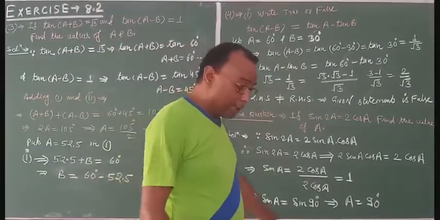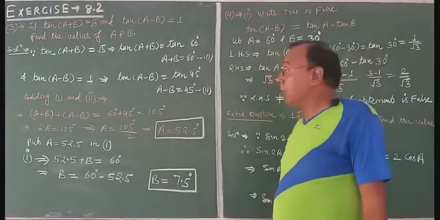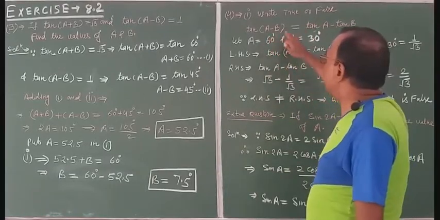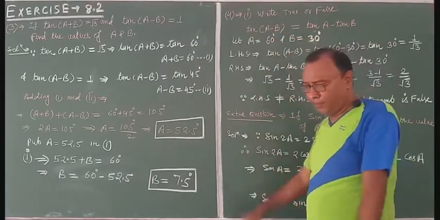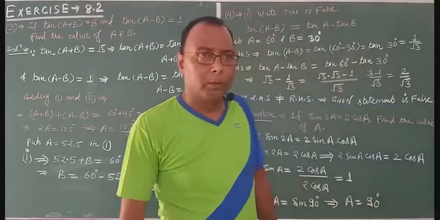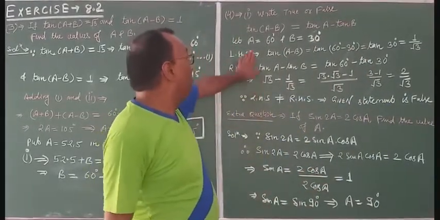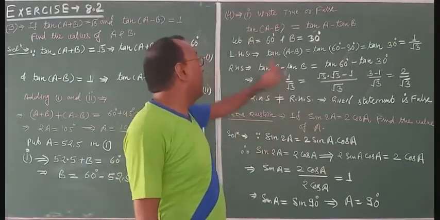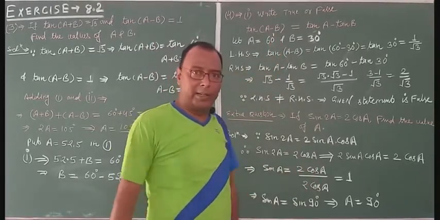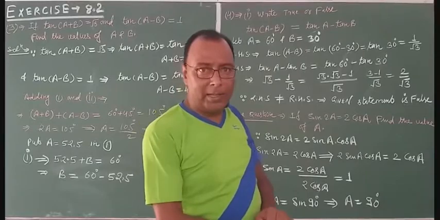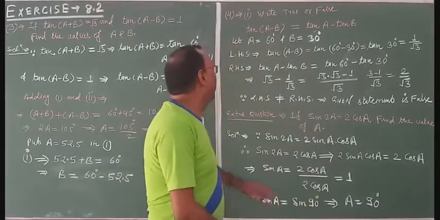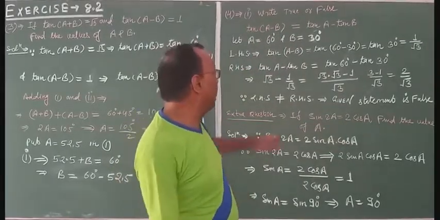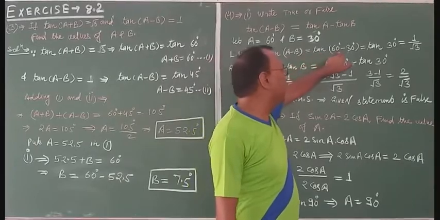Now this is question number 4. You are given a statement, write true or false: tan(A minus B) is equal to tan A minus tan B. Is it true or false? For this we can choose two values of A and B. Let A be 60 degree and B be 30 degree. Then the left hand side is tan(A minus B). We put the values of A and B, so tan(A minus B) is equal to tan(60 minus 30).